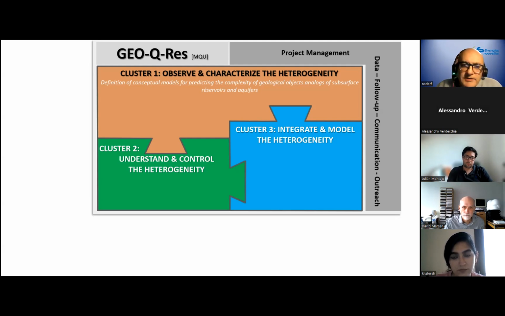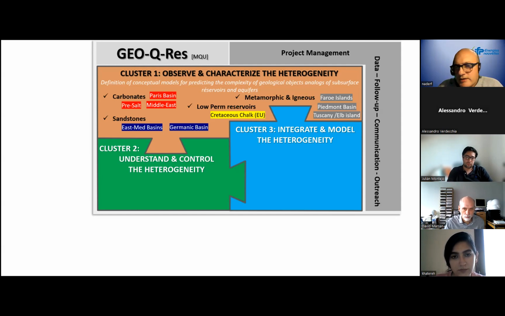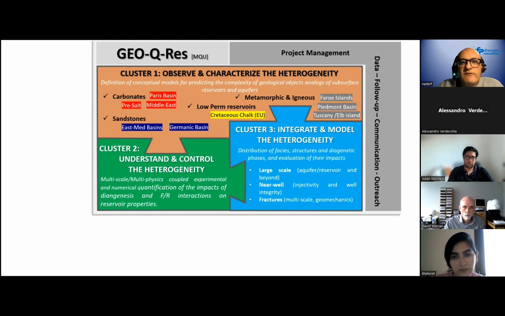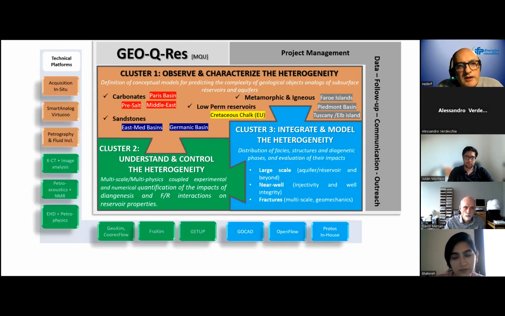To observe, the best is the natural laboratories, like also your cases and your studies. So we want to work on different types of rocks that constitute the subsurface, whether they are carbonate, sandstones, or metamorphic. We study them, we take data from them, and rock samples and fluid samples, and we try to mimic the processes in the laboratory, and also to do the modeling. For this, we have a huge amount of technical platforms that we use, from the numerical models, but also from the laboratory equipments and from the field acquisition tools.